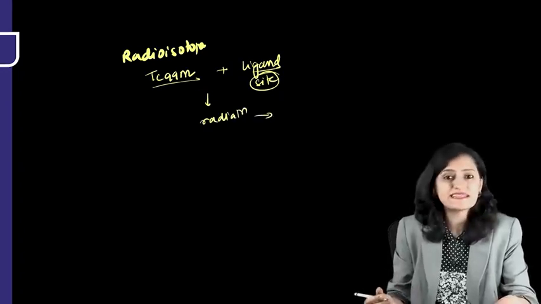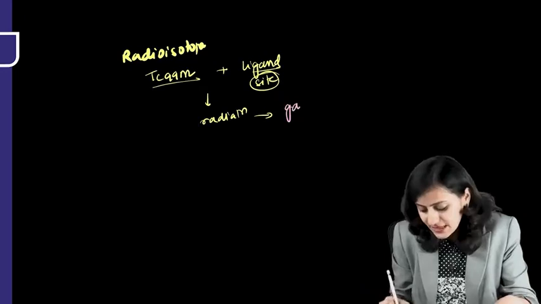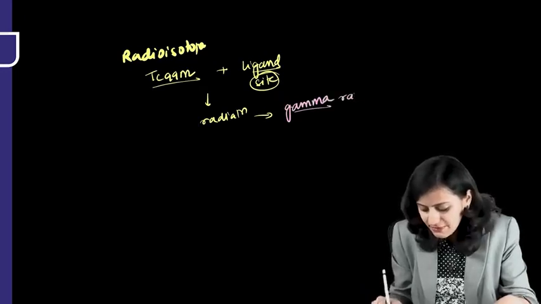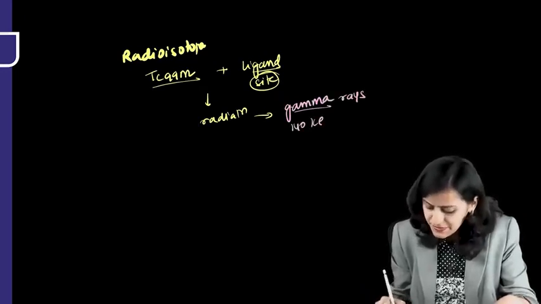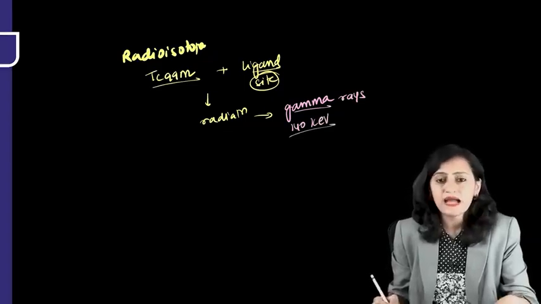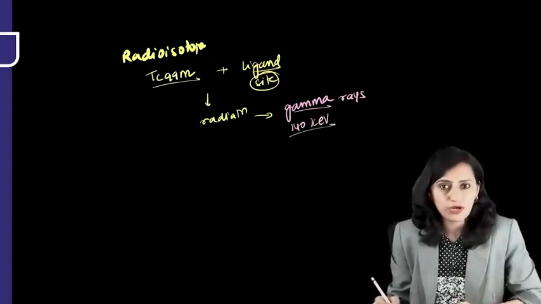What radiation does technetium-99 emit? It emits gamma rays. Remember, it emits gamma rays. What is the energy of these rays? 140 keV. And then we get to know the function of the organ.